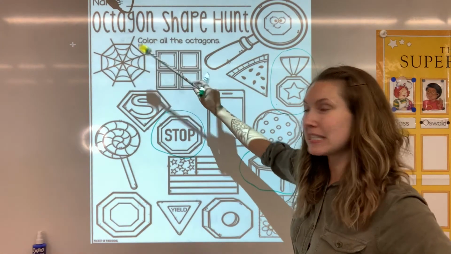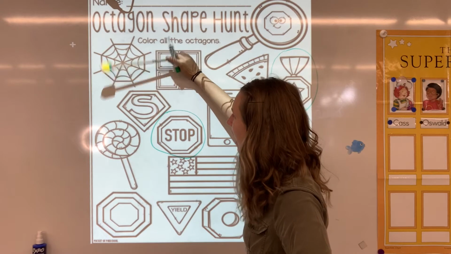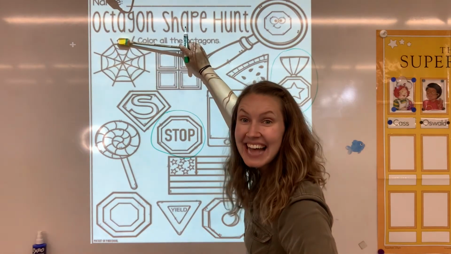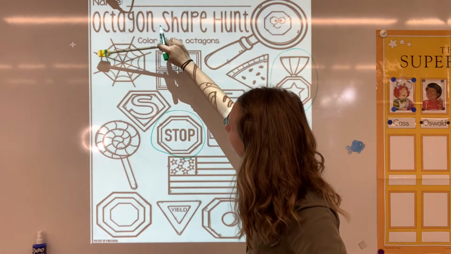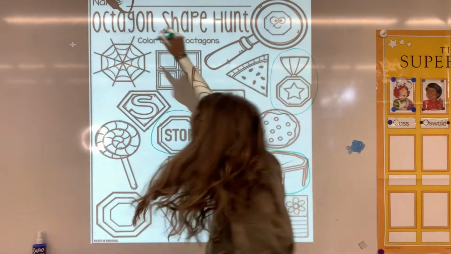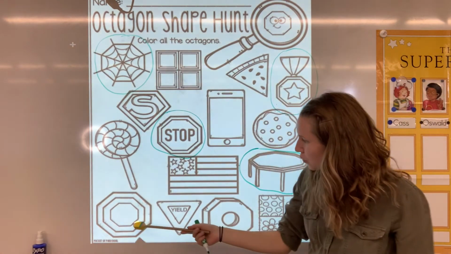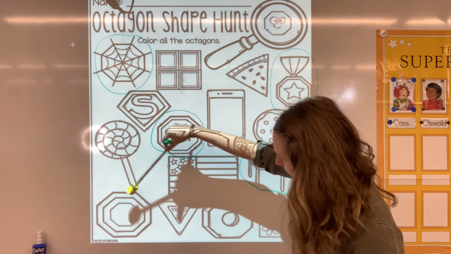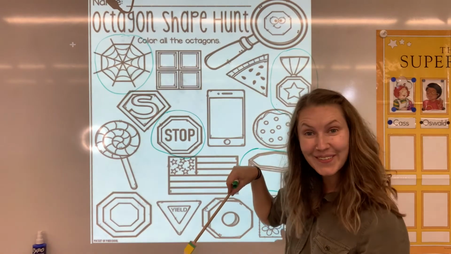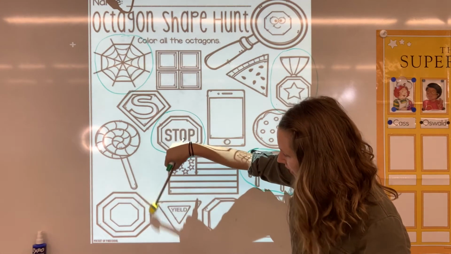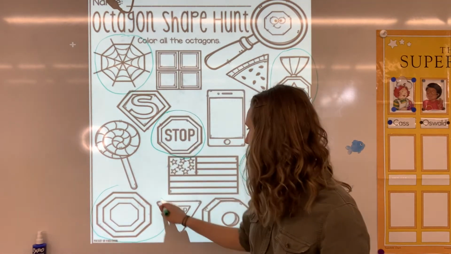Ooh, look at this spooky spider web. Let's count the sides. 1, 2, 3, 4, 5, 6, 7, 8 sides. And let's count the corners. 1, 2, 3, 4, 5, 6, 7, 8 corners. Our spider web is shaped like an octagon. I see a cool shape down here. Let's see if it's an octagon. 1, 2, 3, 4, 5, 6, 7, 8. Ooh, and let's count the corners. 1, 2, 3, 4, 5, 6, 7, 8. Ooh, that's an octagon. Very cool.